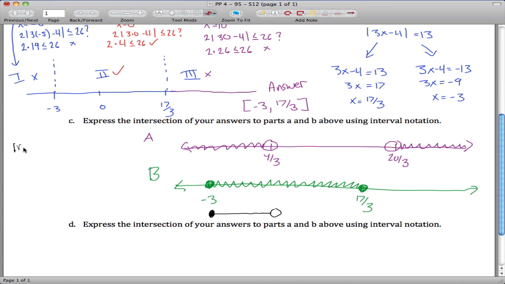So my intersection is negative 3 up to 4 thirds. I want this one closed and this one open because this circle's closed and this circle's open.